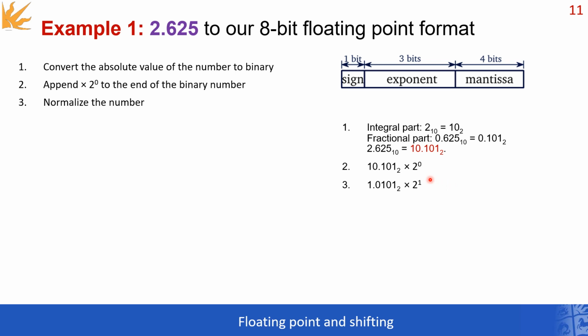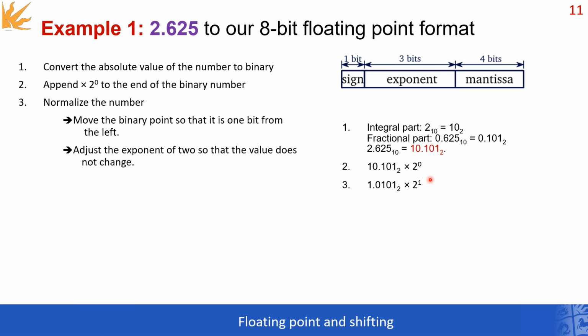Now, in the more general case, what we do is that we move the point as many times as needed until it gets before the first digit. In this particular example, we only need to move it by 1 position, which means that we increase the exponent only by 1.